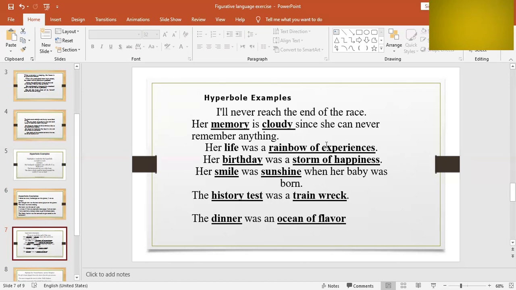Dinner was an ocean of flavor. Flavor means nice smell and nice taste, and nice sight also. So it was an ocean. How big, how much was it? It was delicious. How much it was tasty, or how tasty it was, how delicious it was.